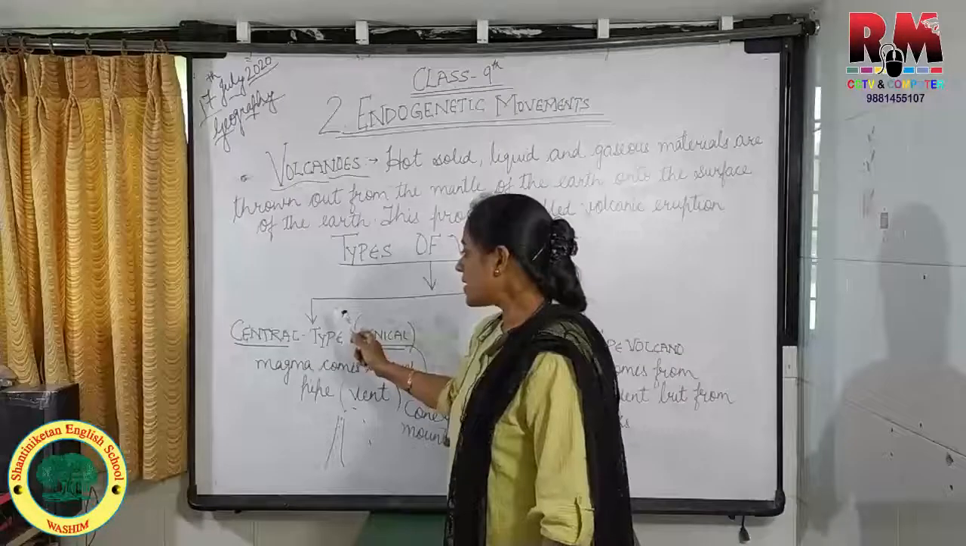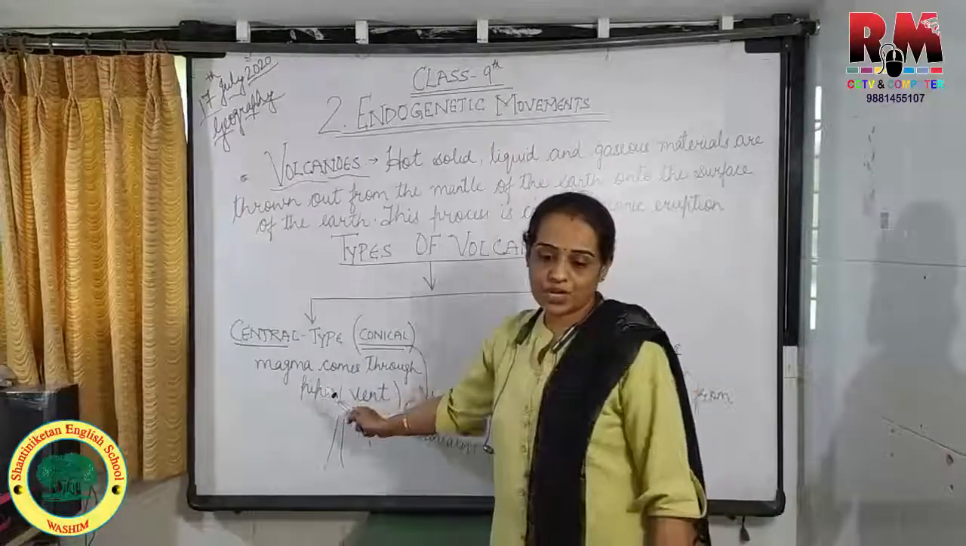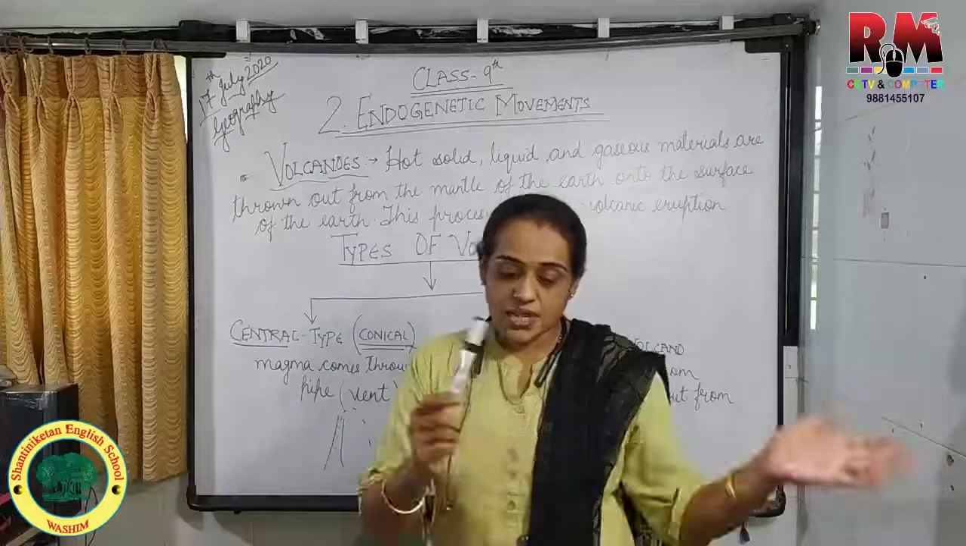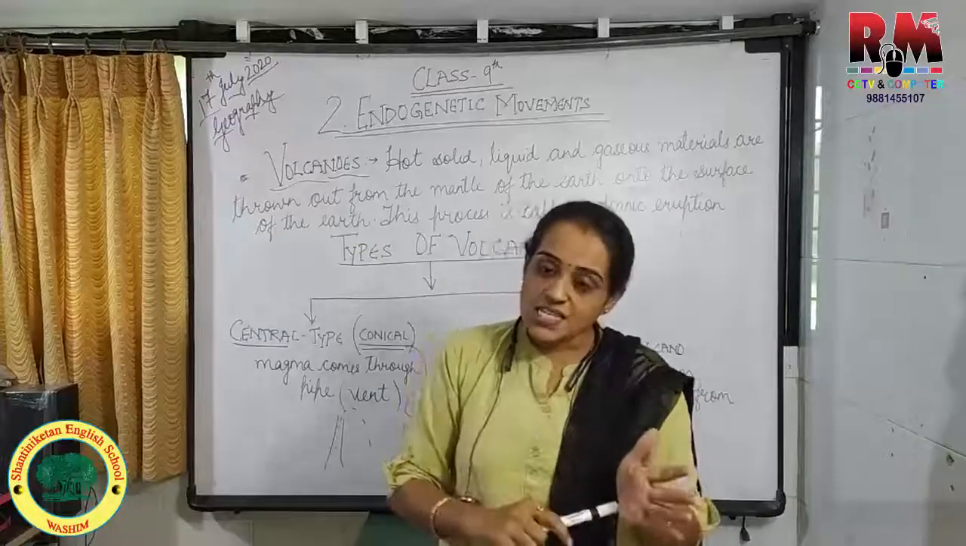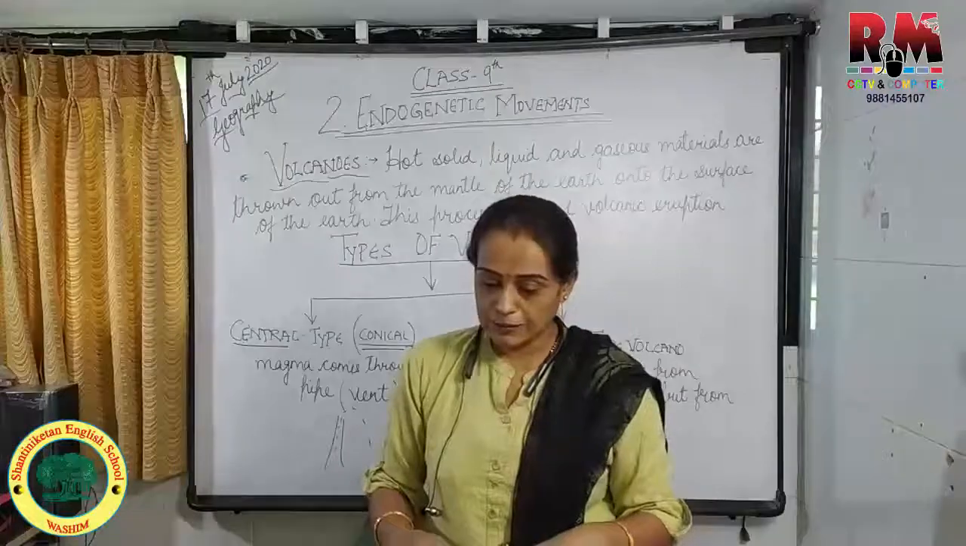So, keep in mind that in central type of volcano, magma comes through a pipe, that is a vent-like structure, inside the earth's surface, and then the lava spreads out from the mouth of this vent when it comes out on the surface of the earth.